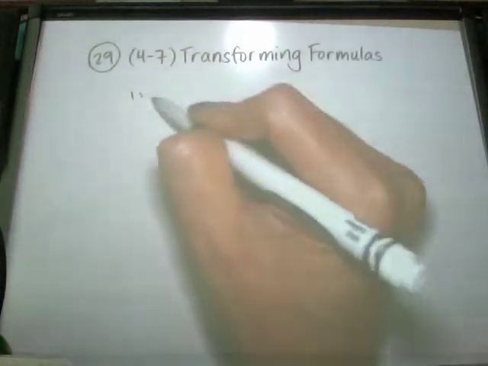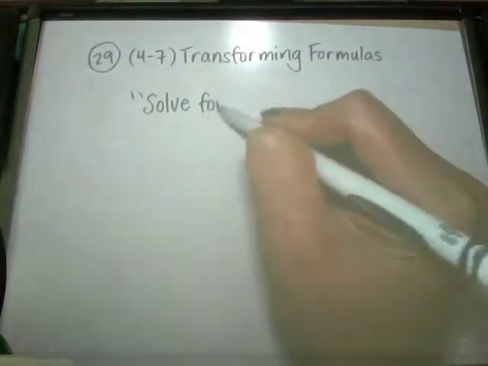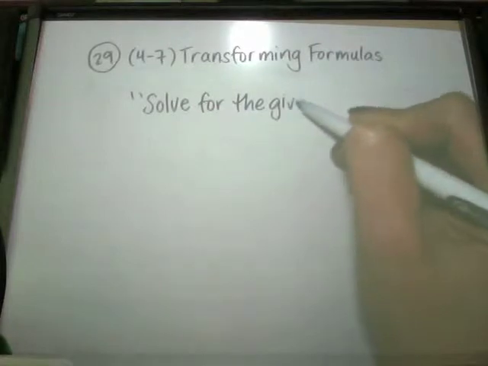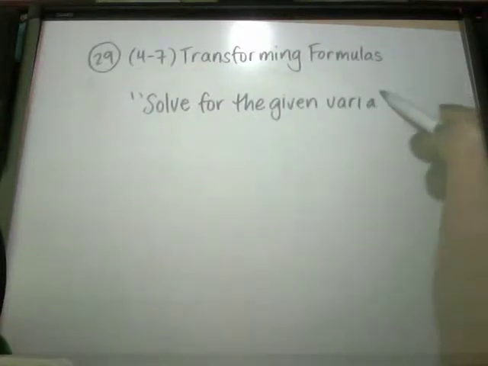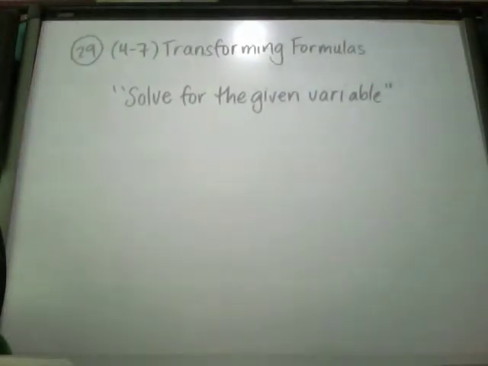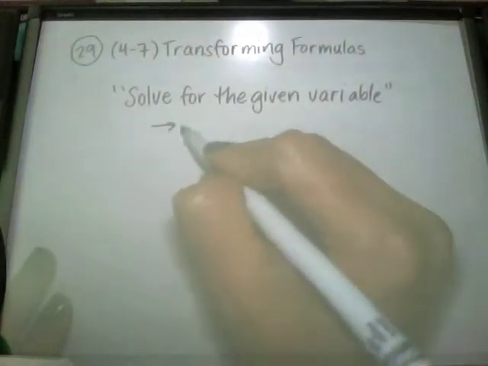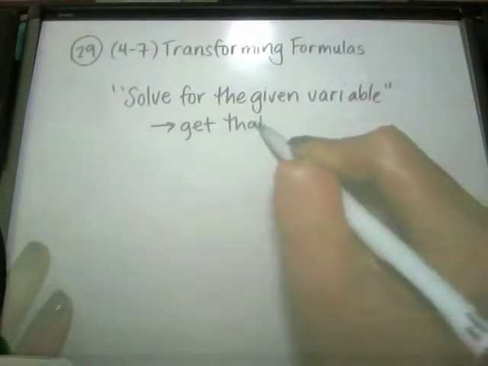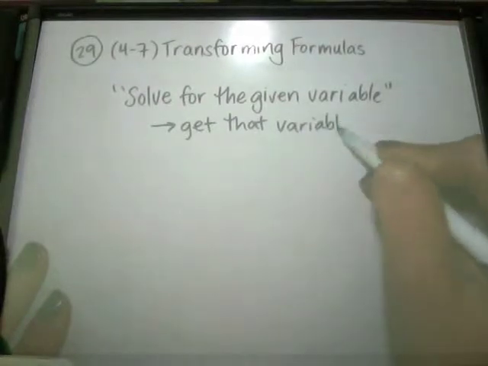If it says, first of all, solve for the given variable, and it may say it just like that, solve for the given variable, or it might actually say the letter, solve for x, solve for n, whatever the variable is. What that means when it says solve for the given variable, or actually gives a letter, is get that variable by itself.